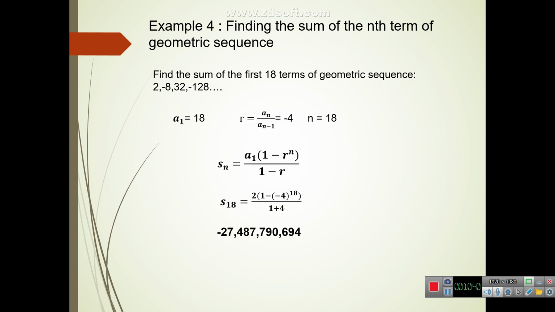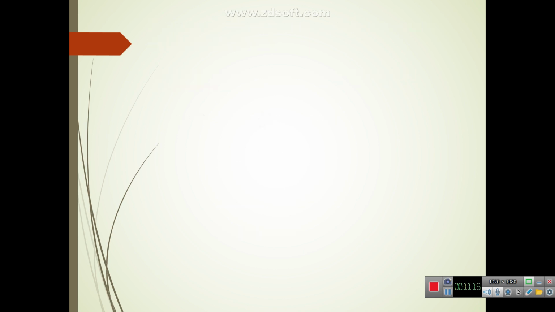So the sum of the 18 terms will be a sub 1, which is 2, times 1 minus -4 to the power of 18 over 1 minus -4, which is going to be 1 plus 4. So you are going to get approximately the sum -27,487,790,694. So this is example 4. Now let's go to example 5.